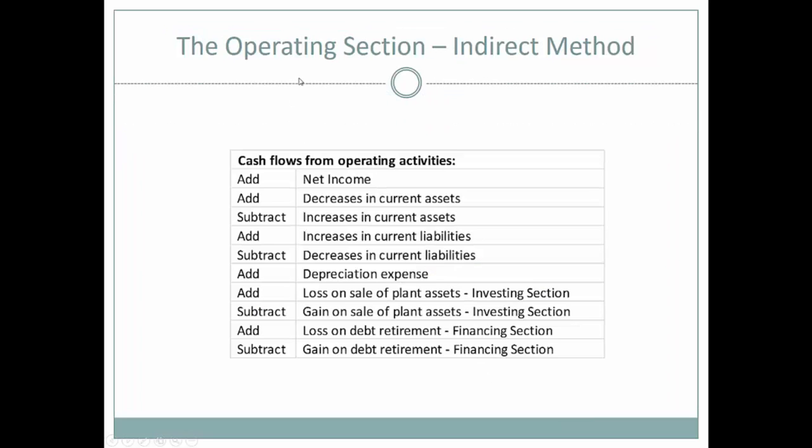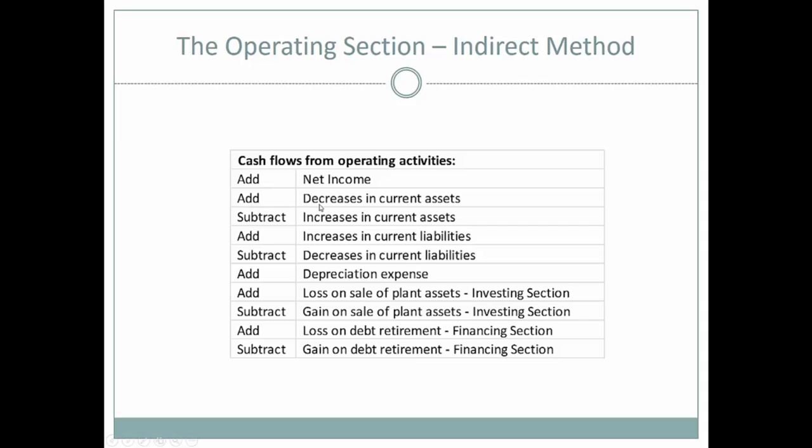So let's look at the first one, the operating section. We are going to be learning the indirect method. Although GAAP requires the direct method to be used, they opened the door and said that you can use the indirect method. And since the indirect method is the most common and the easiest one to use, most companies do use the indirect method. So that's what we'll be learning. So first we'll look at cash flows from operating activities. We are going to add net income because that was income that was earned from operating activities.